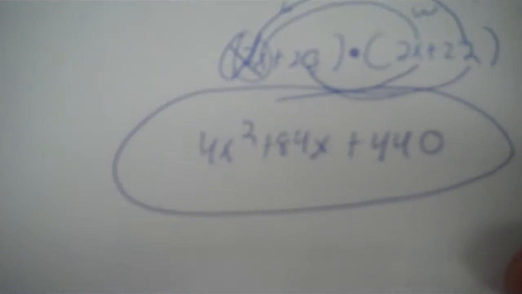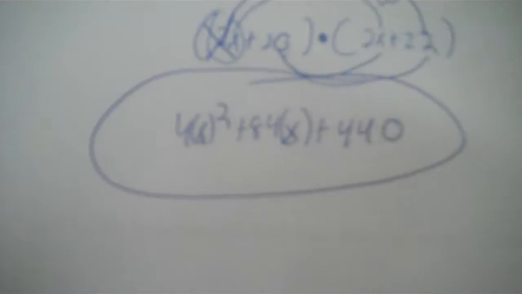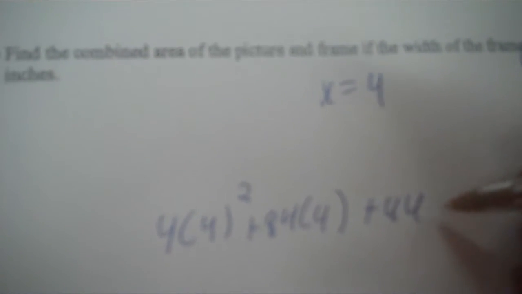Okay, find the combined area of the picture and the frame if the width of the frame is 4 inches. Okay, so what I'm going to do is replace these x's. I can't stop the video because then I'll have to start all over. I put 4 in those. Okay, so x equals 4. Those x's I didn't know up here. Now I know it's 4 because we got 4. x equals 4. So I'm going to replace those x's with 4. So 4 parentheses 4 to the second plus 84 parentheses 4 plus 440. Okay, we just insert those in for x. Remember the second power goes out there.